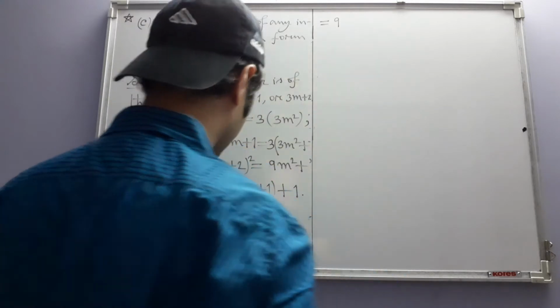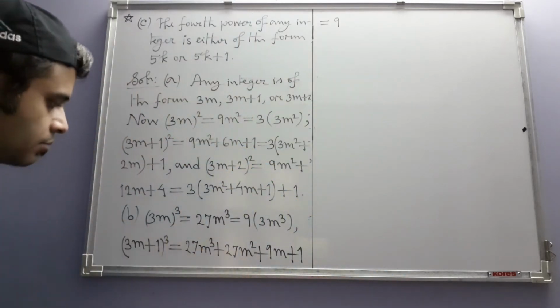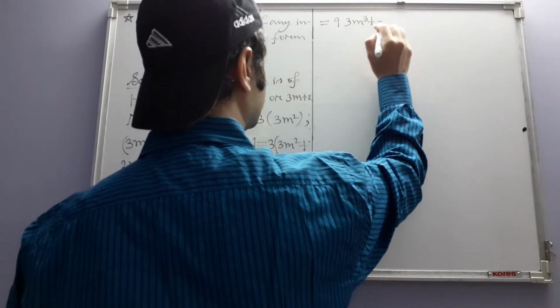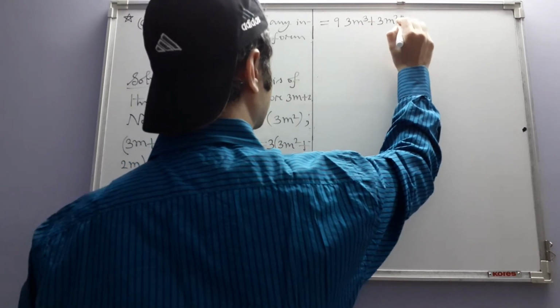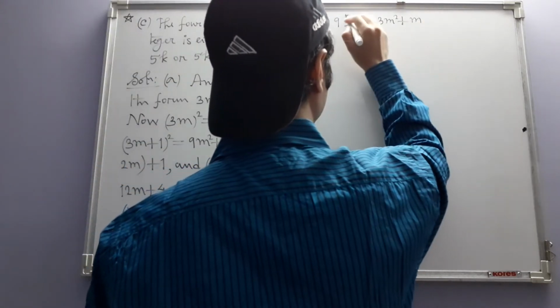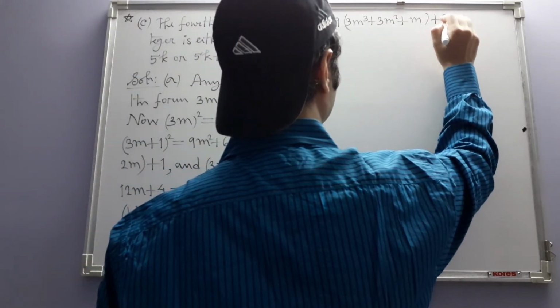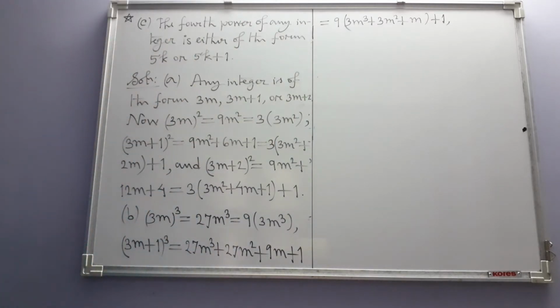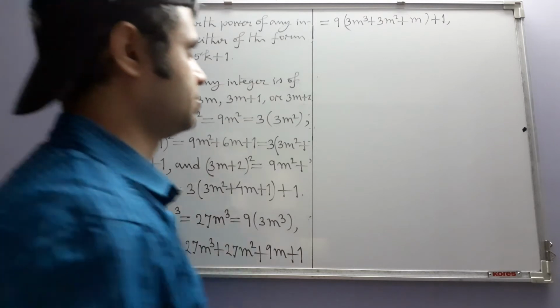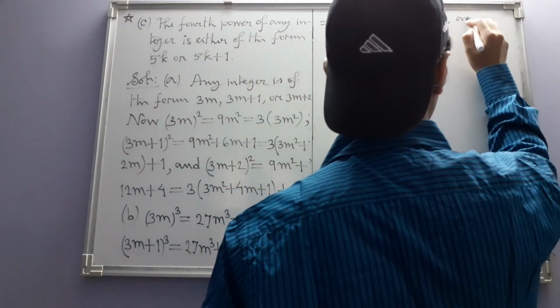So if we take 9 common out from the first 3 terms, we get 3m cube plus 3m square plus m plus 1. So it's of the form 9k plus 1. Yes, that is one of the forms.